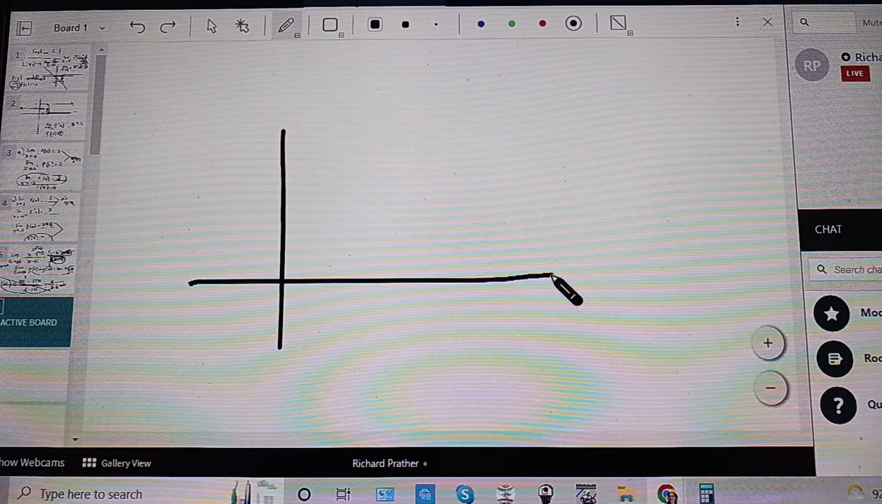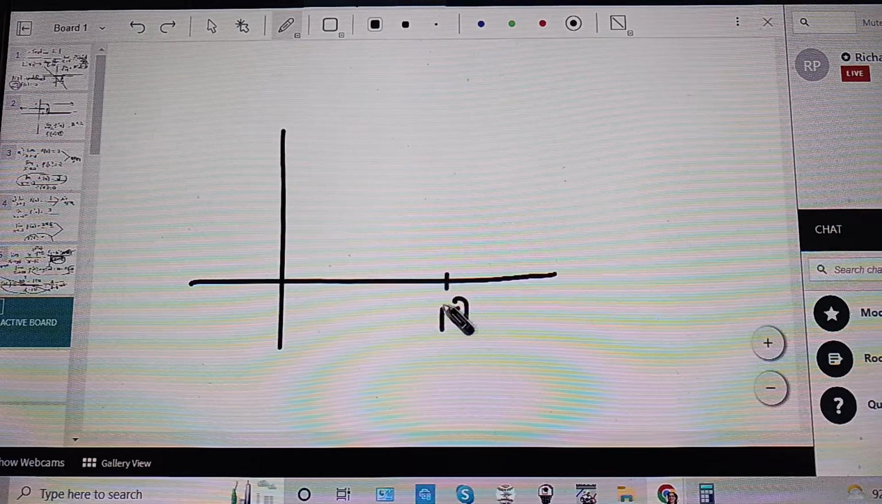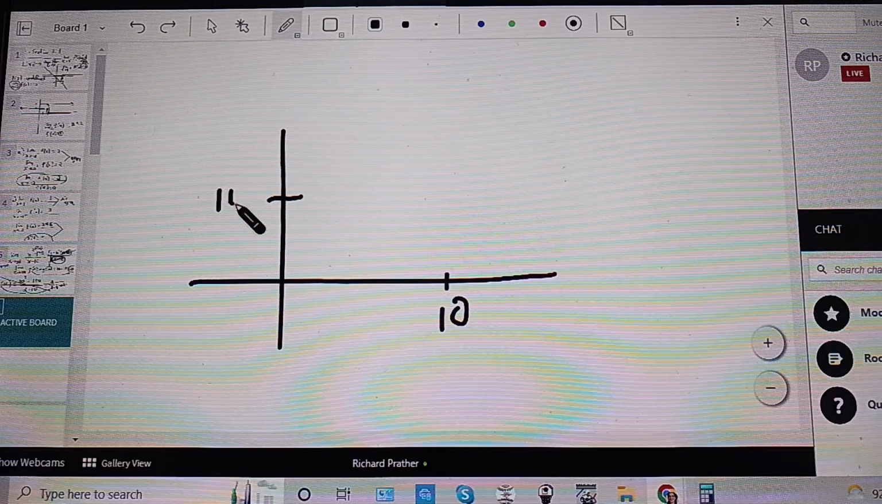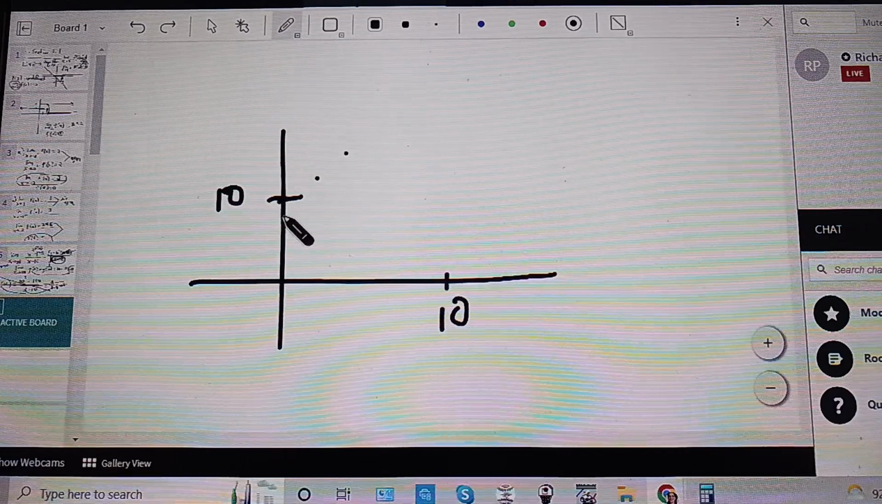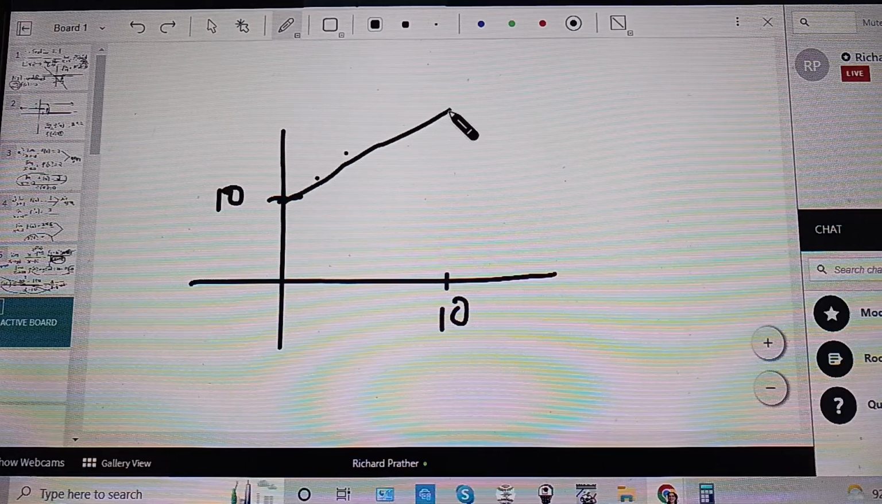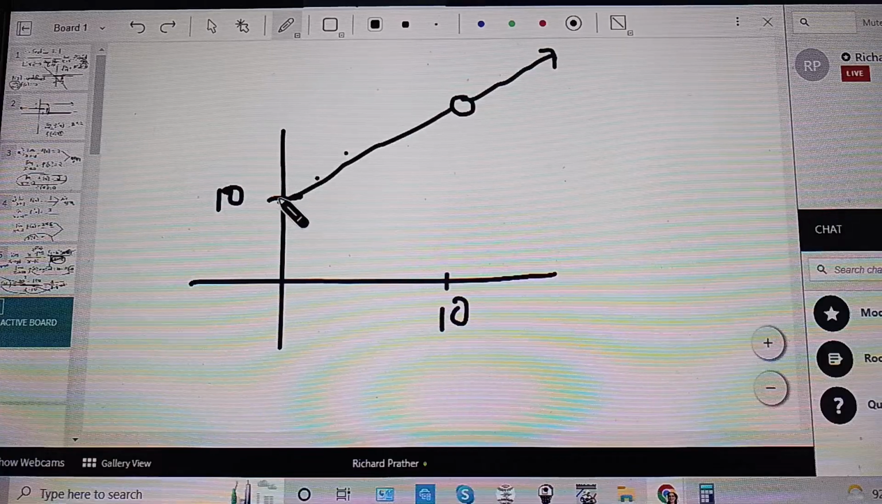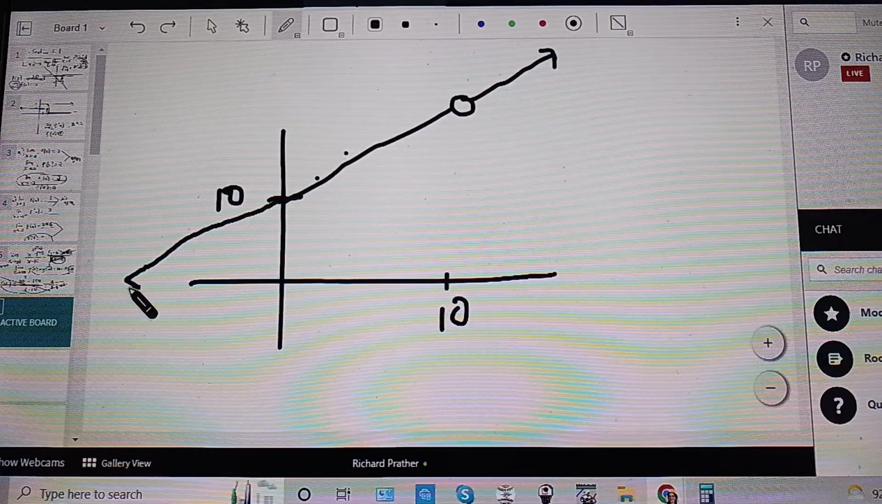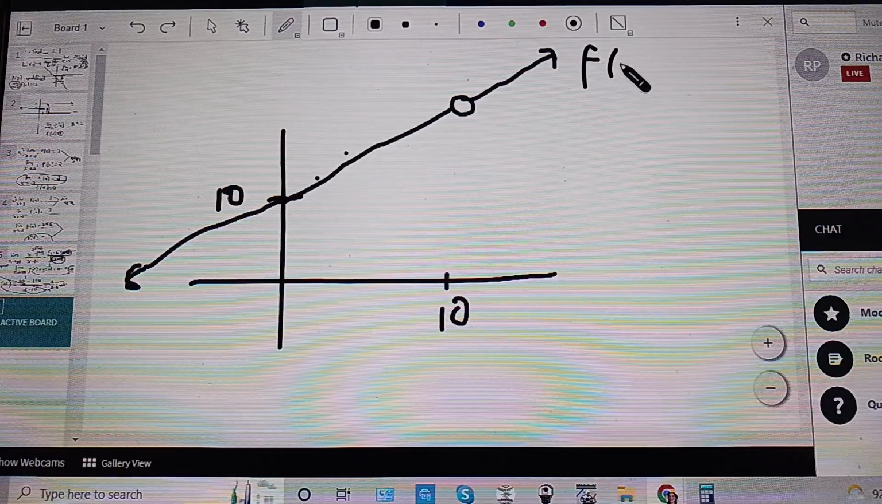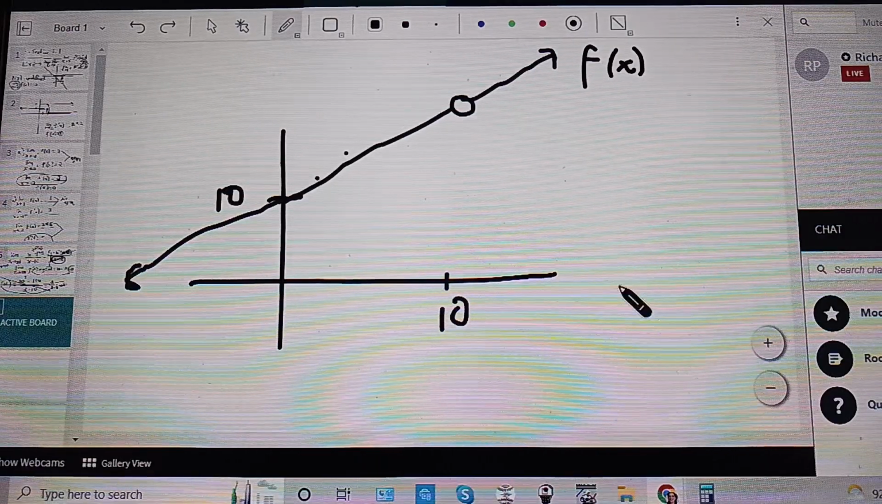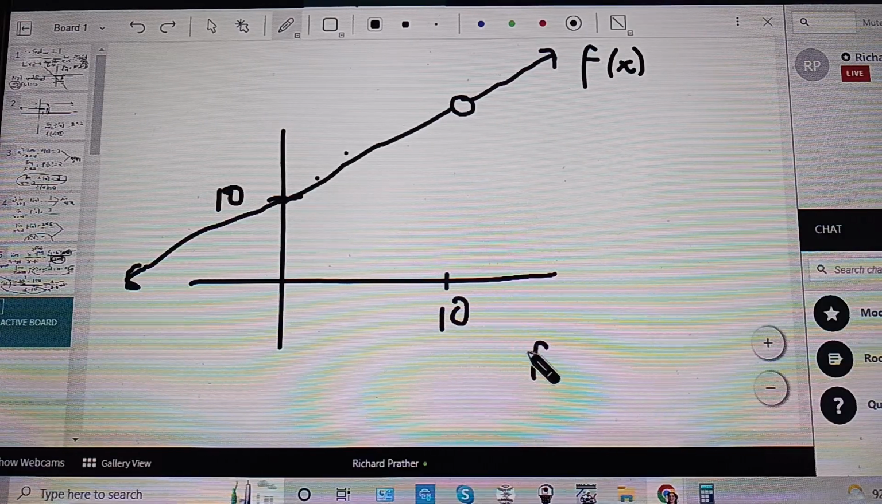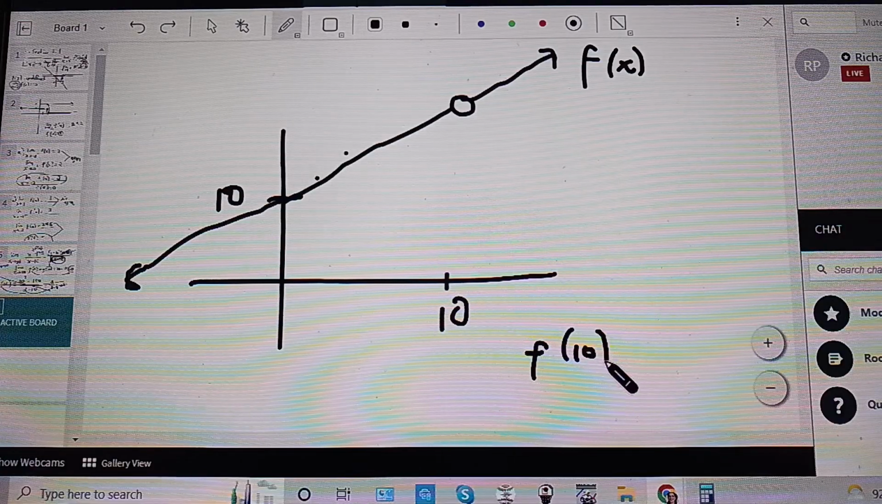So what will happen is the y-intercept was 10, and the slope was up 1 over 1, up 1 over 1. If you keep doing that, when you get to x equals 10, there'll be a hole in the graph. Literally, that original function is a line with a hole in the graph. f of x is a line with a hole in the graph. So that's why f of 10 is undefined. f of 10 is undefined because there's nothing there but a hole.